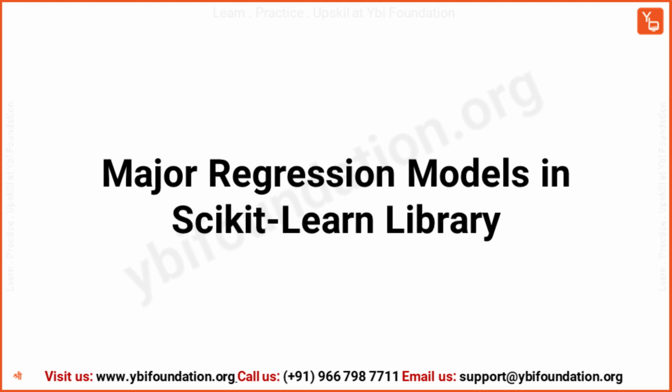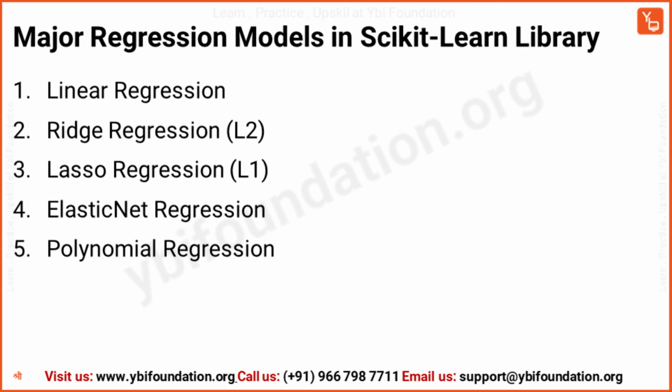A quick overview of major regression models available in the Scikit-learn library. First up is linear regression. It's the most basic model, used for predicting a continuous target variable based on one or more predictors. Next, we have ridge regression. This model includes a regularization term to prevent overfitting, making it great for handling multicollinearity.